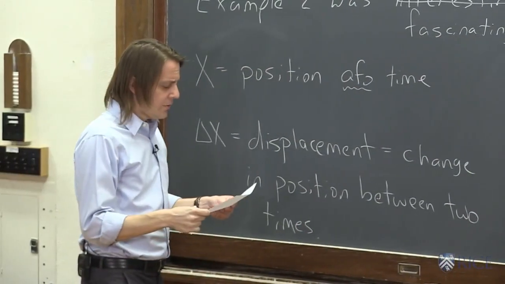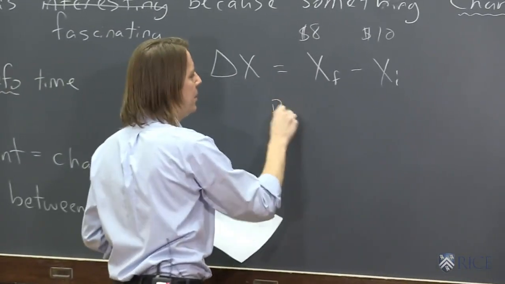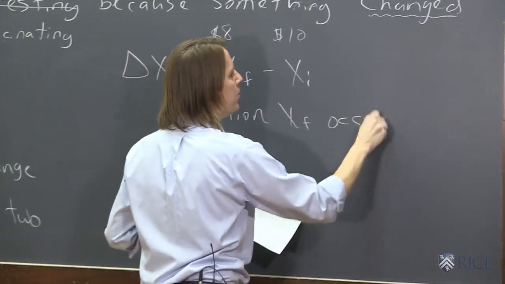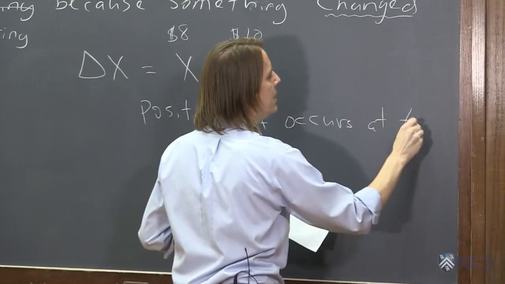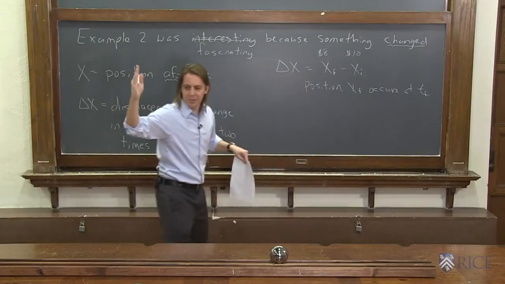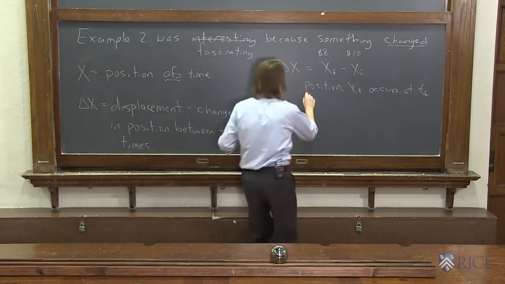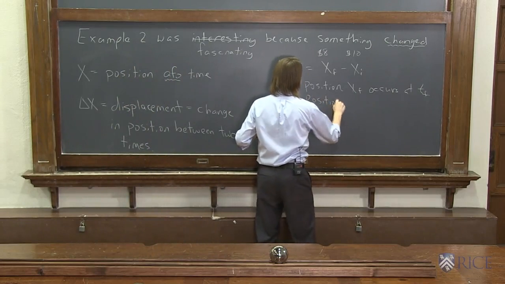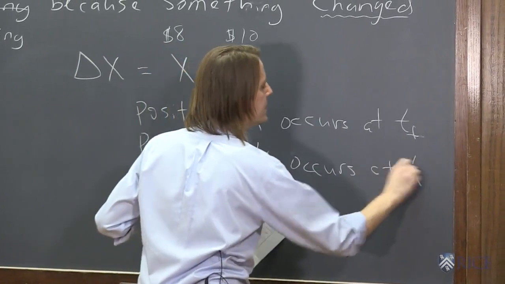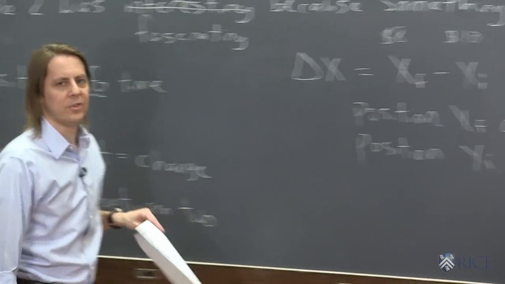Okay? Let's see. So we want to be sure we understand this. What do these mean? The position x final occurs at time t final. So if we were tracking the motion, we might have an initial time, and it's at one place at the initial time. We might have a final time, it's at one place at the final time. And you can imagine that the position x initial occurs at t initial. 2 different times. These are positions, and that's displacement.